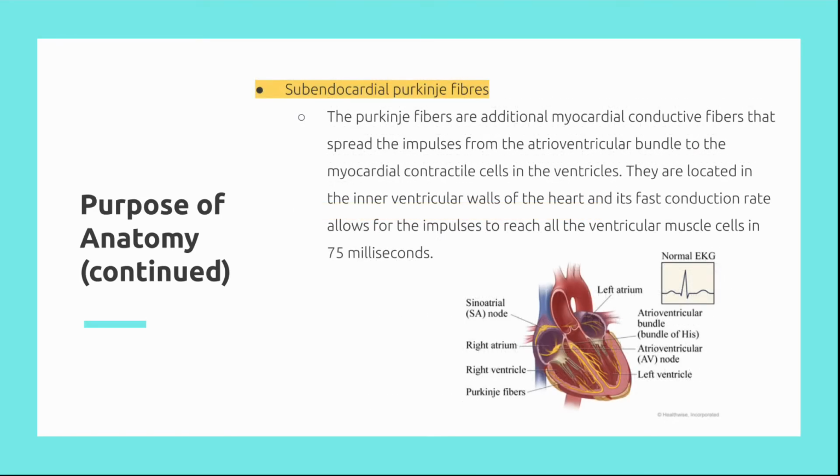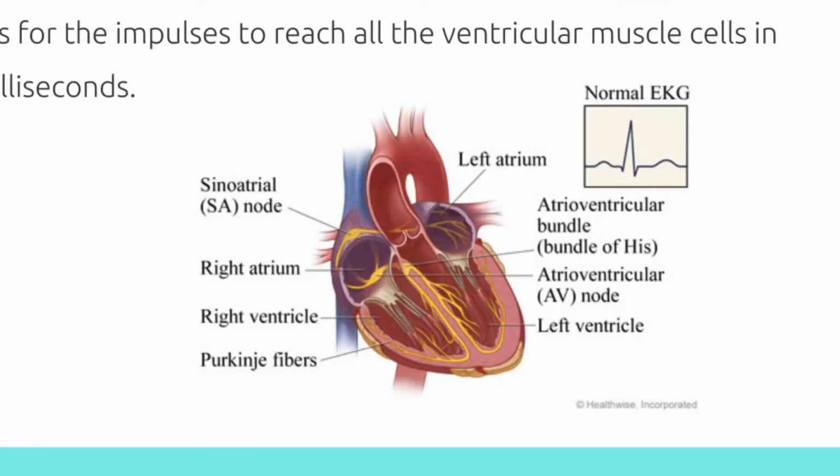Subendocardial Purkinje fibers. The Purkinje fibers are additional myocardial conductive fibers that spread the impulses from the atrioventricular bundle to the myocardial contractile cells in the ventricles. They are located in the inner ventricular walls of the heart, and their fast conduction rate allows the impulses to reach all the ventricular muscle cells in 75 milliseconds. Here is a diagram of the anatomy of the heart and where all of it is located.